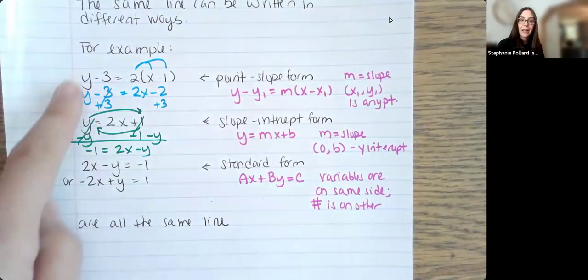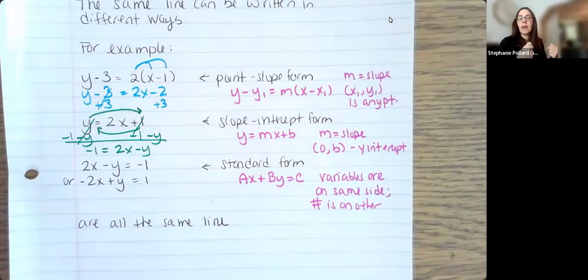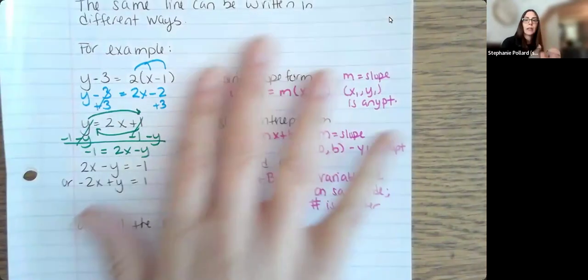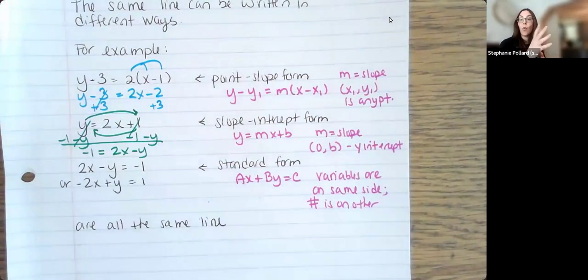So this is the same line. It's the same core fundamental idea, but the outer appearance is slightly changing each time. So these forms are all interchangeable and you can go from one to the next, depending on the problem and what you need. Now, why do we need multiple forms?